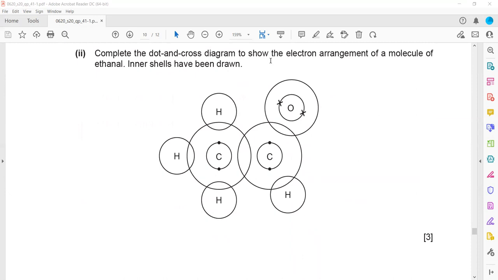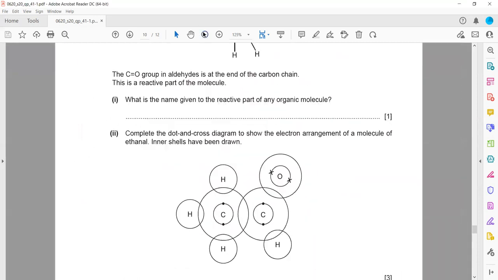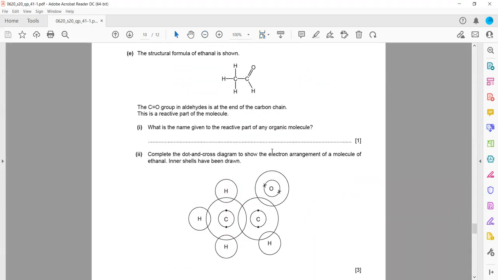We have to complete a dot and cross diagram according to the figure. Between carbon and hydrogen, there's a single bond. So hydrogen, carbon, single bond. Then here also single bond, single bond. Between the 2 carbon atoms, single bond, so a pair of electrons. Between oxygen and carbon, there's a double bond, so there will be a double bond or 2 pairs. And between carbon and hydrogen, there will be a single bond.